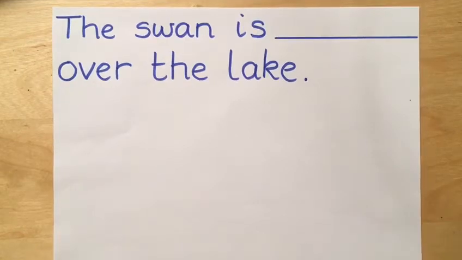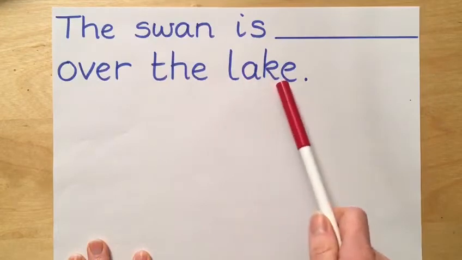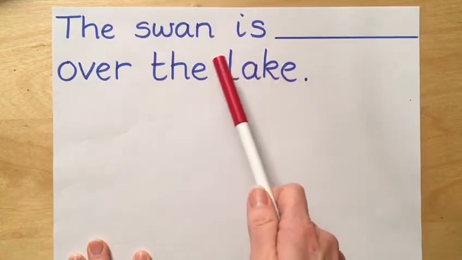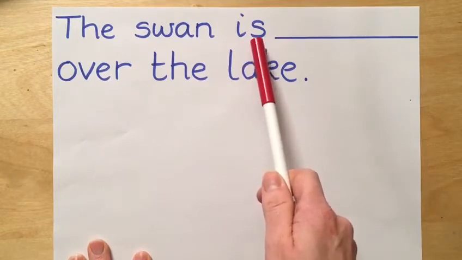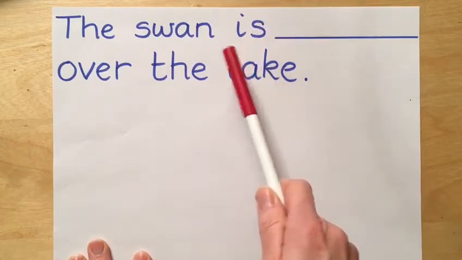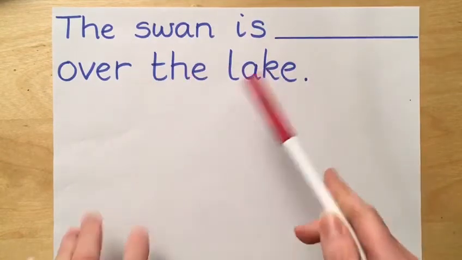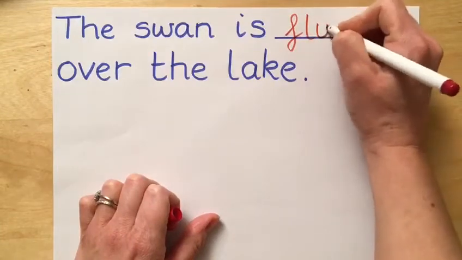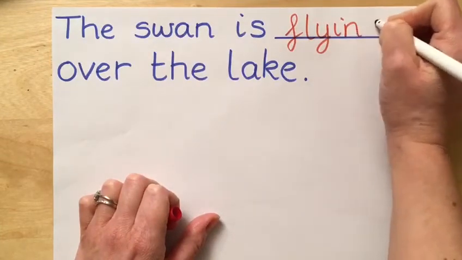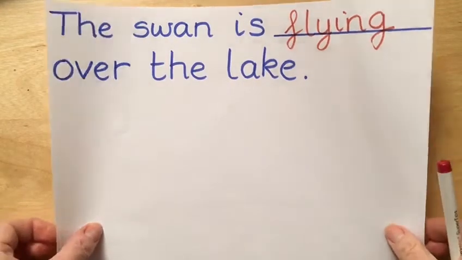Okay, so the first sentence, the swan is something over the lake. So we can see that the swan is, and that is the clue to say that it is happening now. So the swan is flying over the lake. Let's add in flying. Okay, did you get that one? Let's move on to the second one.